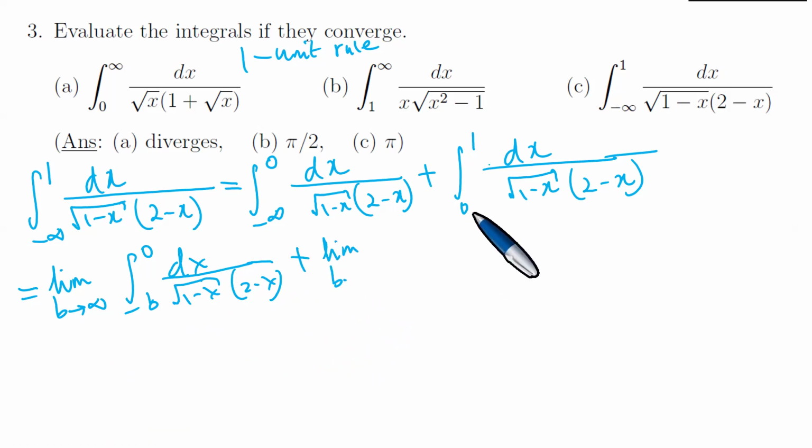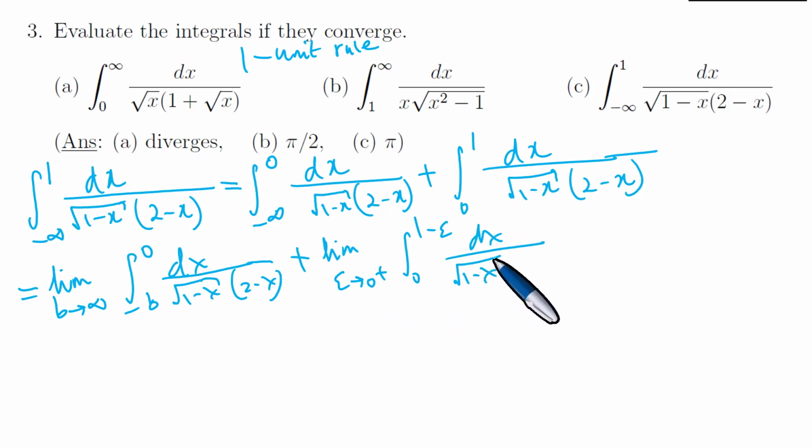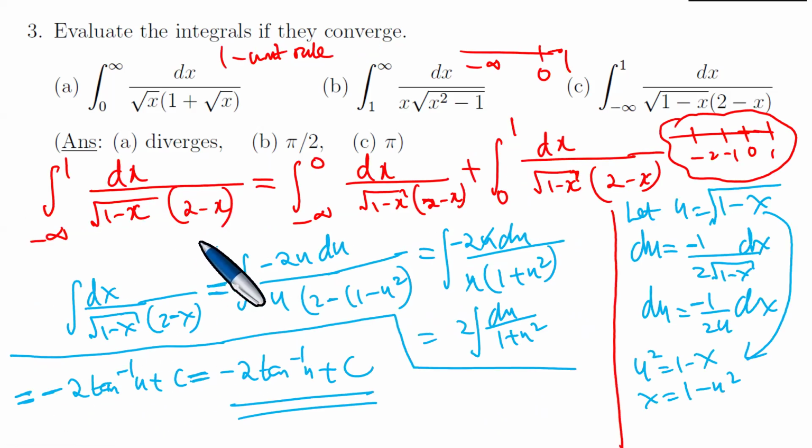Okay, here then, because the problem is at 1, you must use epsilon. Epsilon approaches 0 from the right, and then the integral is from 0 to 1 minus epsilon, dx divided by the square root, 2 minus x. Okay. What is the integral here? The limit as b approaches infinity. What is this integral? Let's check. We already said the integral is minus 2.